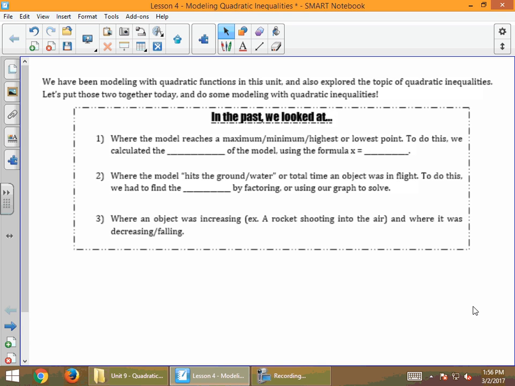So again, we've been modeling with quadratic functions this unit. We also explored the topic of quadratic inequalities. So today we're going to put them all together. So some review a little bit.